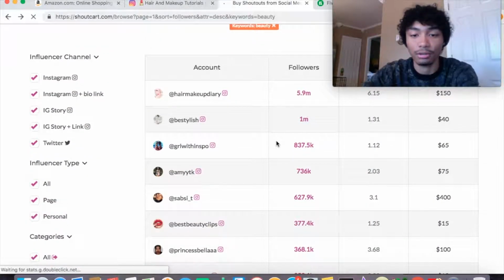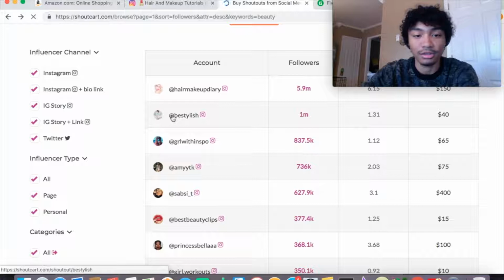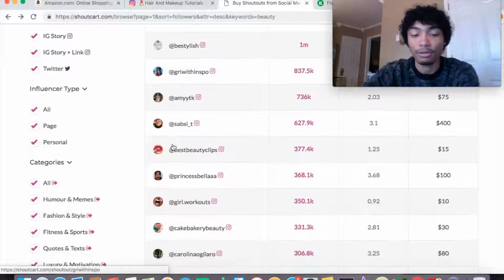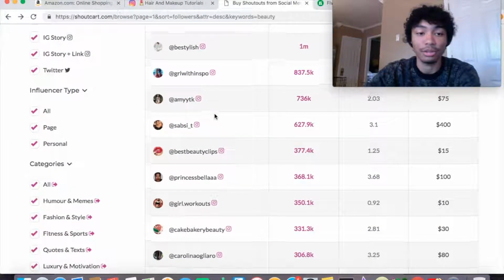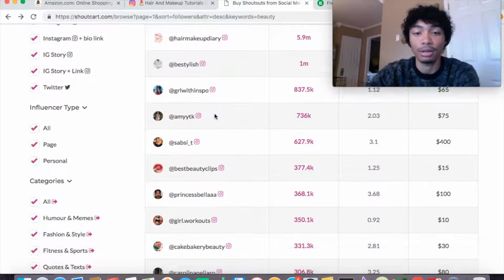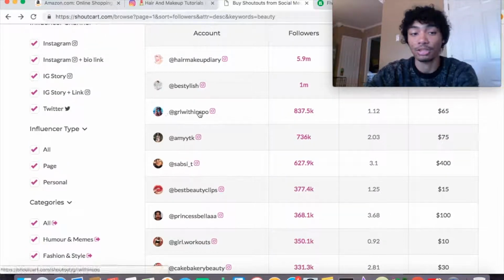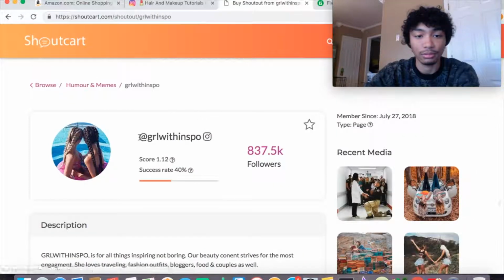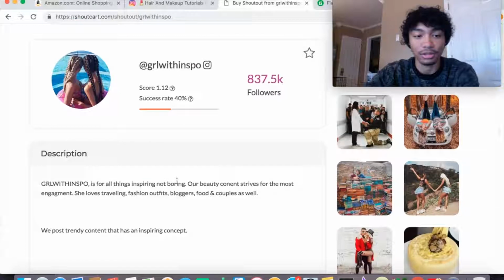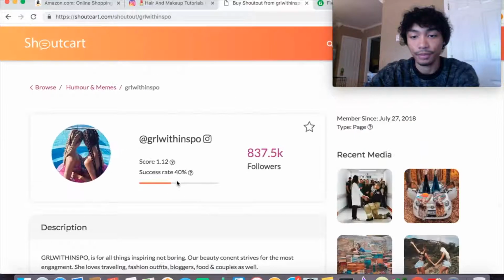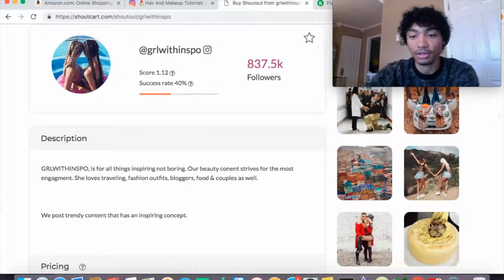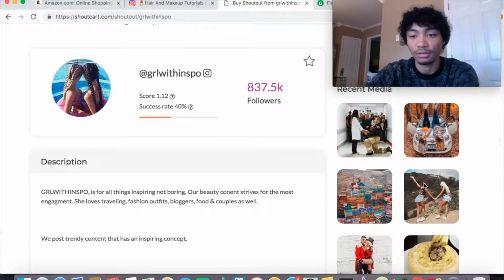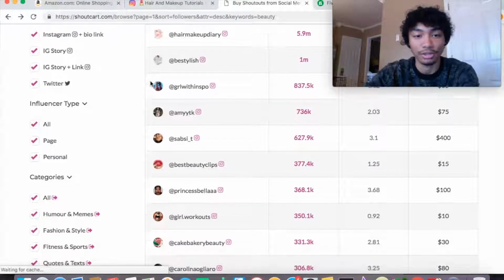Just keep on looking for other stuff because there may be other accounts out there that may be doing better. So let's go ahead and look for best stylish. We were just looking at that earlier. And don't be afraid to look at these lower accounts here because lower accounts may have smaller followers but way better engagement than the bigger accounts. This one has a 40% success rate, and it doesn't look like their page is specifically for beauty. It looks like they post other random stuff as well.